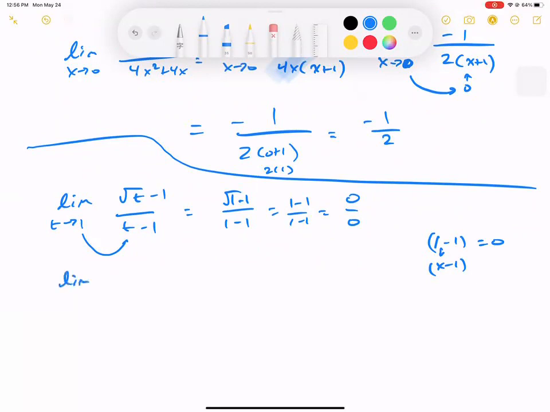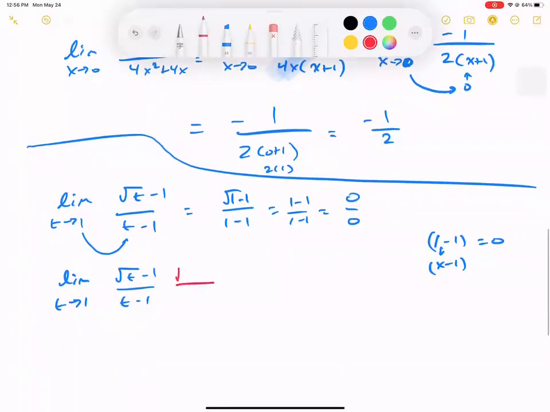The limit as t goes to 1 of the square root of t minus 1 over t minus 1. We're going to multiply the top and bottom. Let me use a different color here so you guys can see. Multiply by the conjugate. The conjugate of the square root of t minus 1 is the square root of t plus 1. This is back from algebra 2.